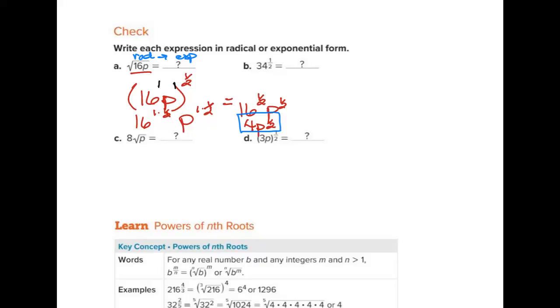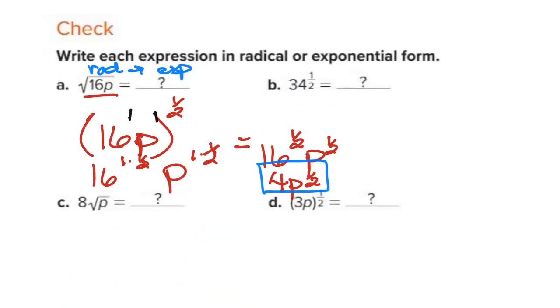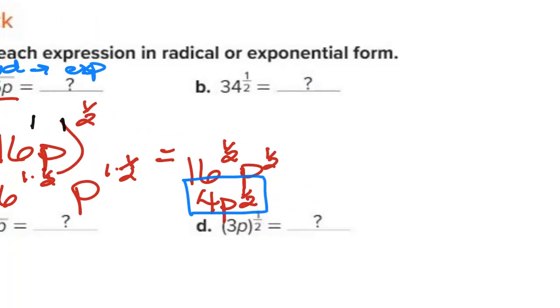Let's take a look at letter B. Is that in exponential form or radical form? Kadeja, is that in exponential form or radical form? Yeah, there's an exponent there. So that's exponential. We need to change it to a radical.